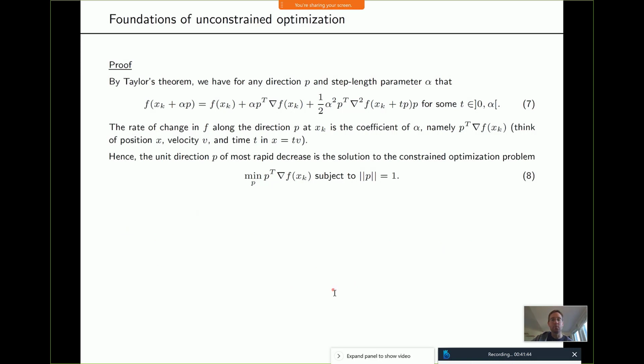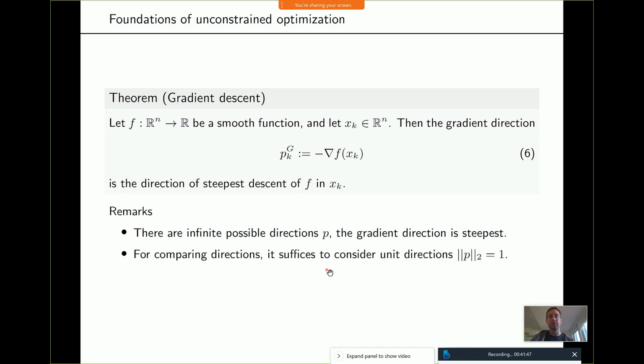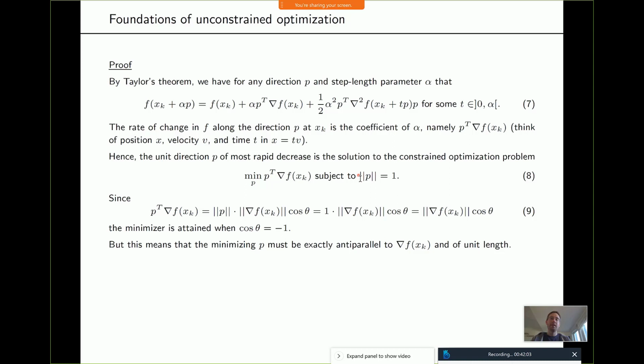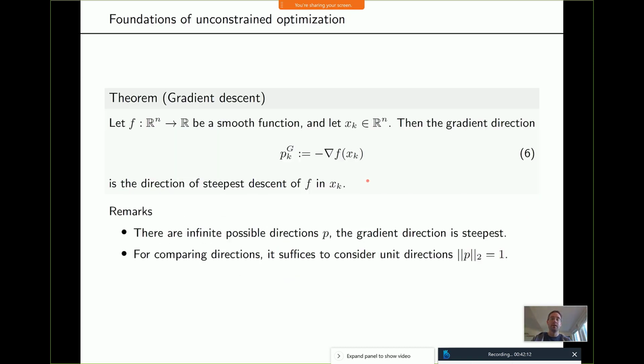So that's one argument for how you can show that the gradient direction, so minus the gradient at location xk, is actually the direction of steepest descent. It's not quite trivial. You can find other arguments. Usually these arguments are not discussed. Usually what you find is just this result: the gradient direction is the direction of steepest descent.